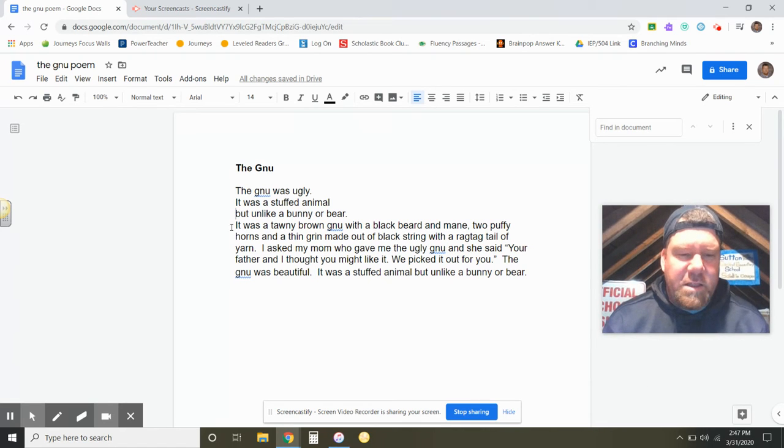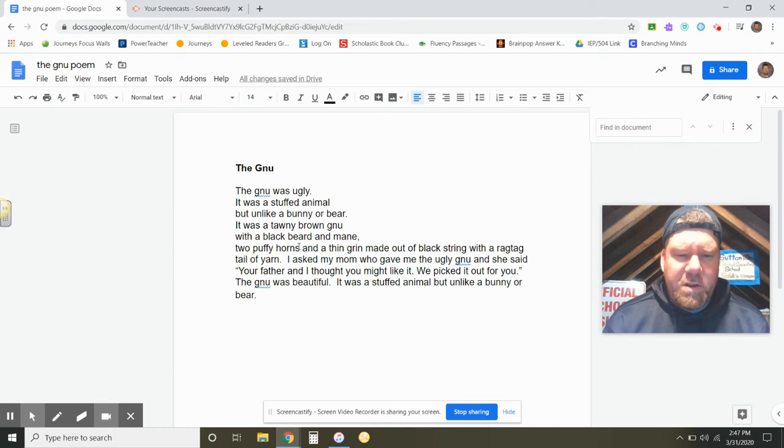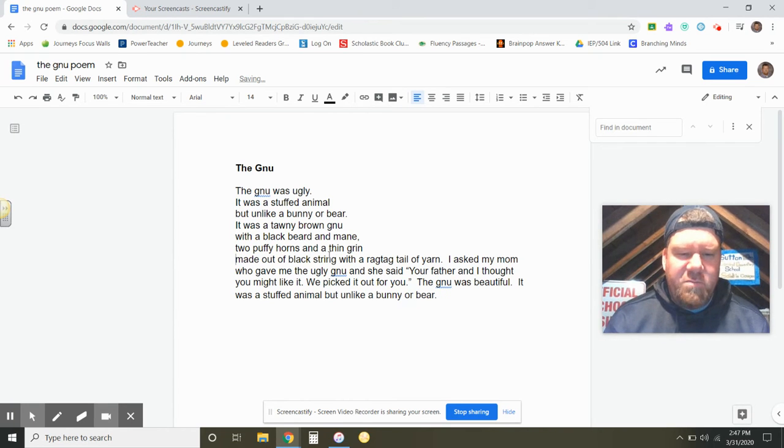Okay, so now the next thought that we have here, it was a tawny brown gnu with a black beard and mane, two puffy horns, and a thin grin made out of black string with a ragtag tail of yarn. Okay, so I'm really out of breath, so that means that's going to be a lot of lines here. You know what? I think I'll just stick with it was a tawny brown gnu as one line. Okay. Then we have with a black beard and mane. I think I'll have that for another line. Let me see. Two puffy horns and a thin grin, I'll leave that one line. Made out of black string.